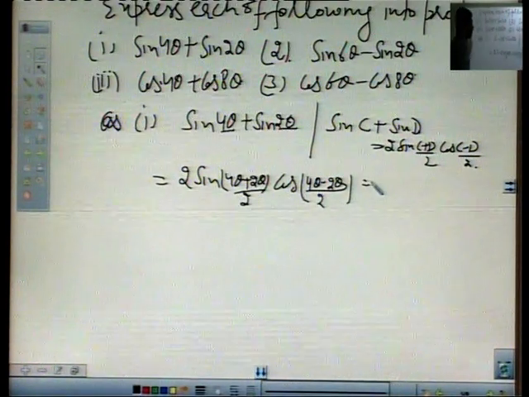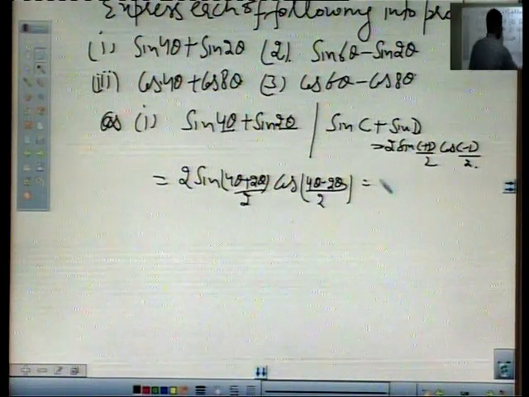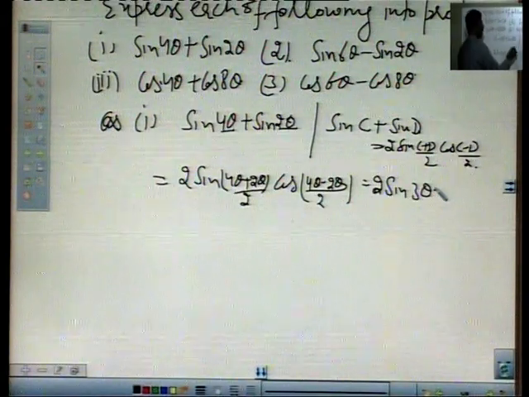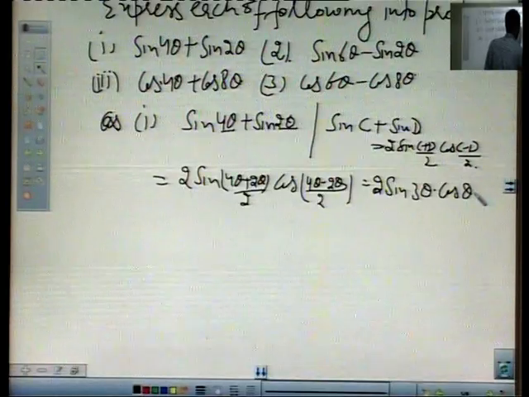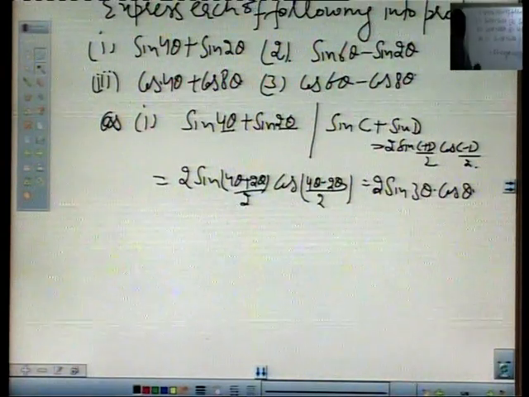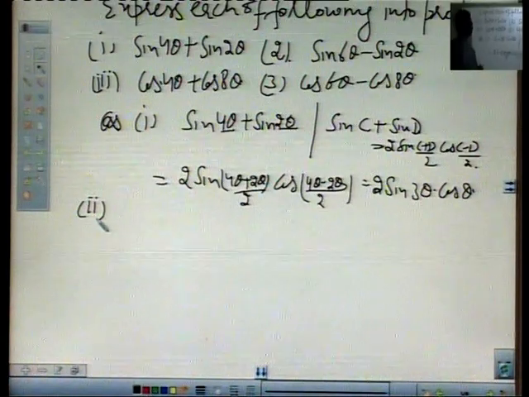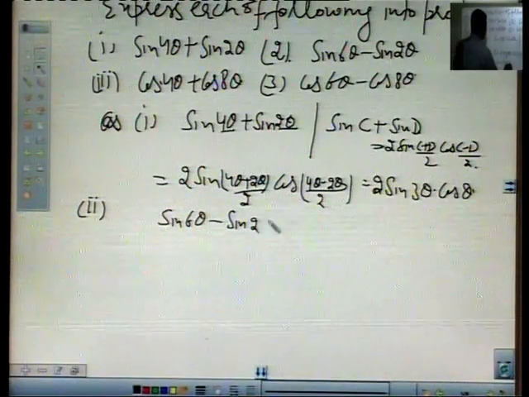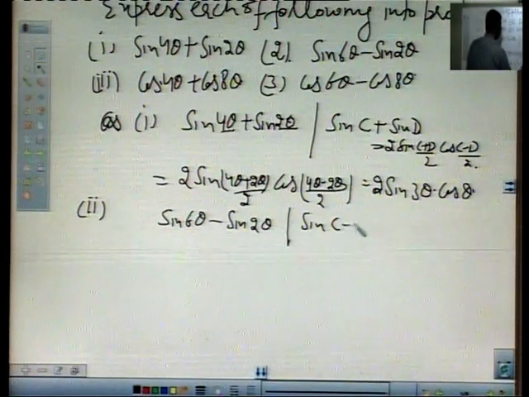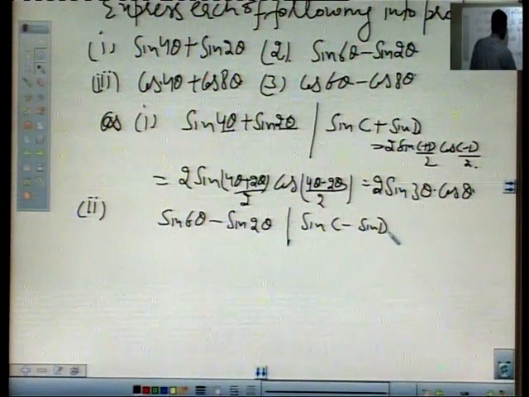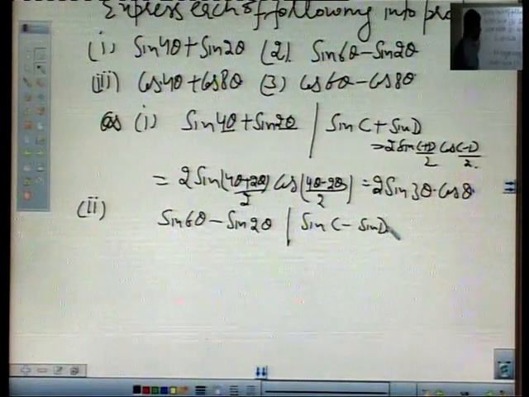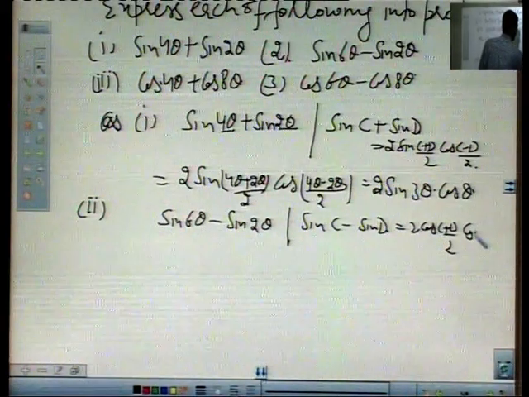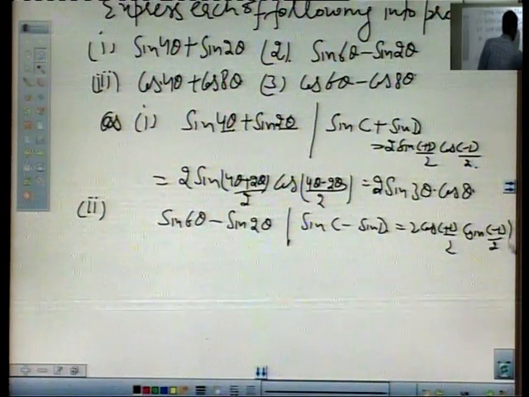So this is 4 theta plus 2 theta by 2 means simply 3 theta, and this is cos of theta. Now second case, sine of 6 theta minus sine of 2 theta. This is of type sine C minus sine D. Now we know that this is 2 cos C plus D by 2 sine C minus D by 2.